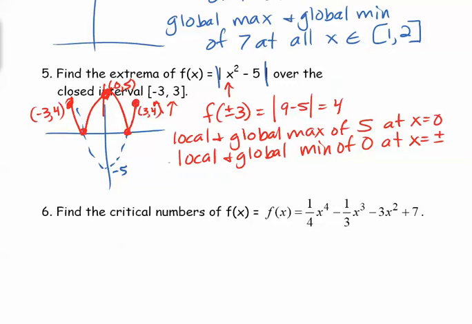Where is this function equal to 0? Well, that's easy enough. Where is x squared minus 5 equal to 0? So do you see that that has to be at plus or minus the square root of 5? So just set your function to 0 to find these two x-intercepts.